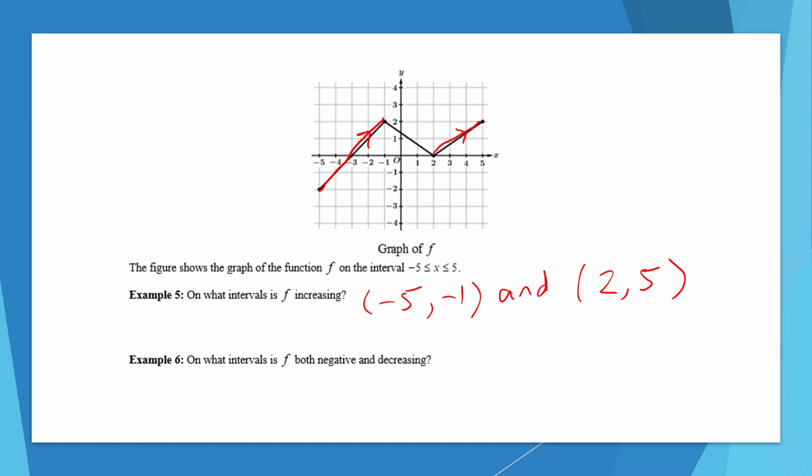For example number 6, on what interval is f both negative and decreasing? This is going to be from -1 to 2 is where it is decreasing, right? So it's decreasing from -1 to 2. But where is that function negative? Well, it's negative from -5 to -3. Unfortunately, those two intervals will never overlap. So there is actually no interval where f is both negative and decreasing. So here there's no solution, or you could write no interval.